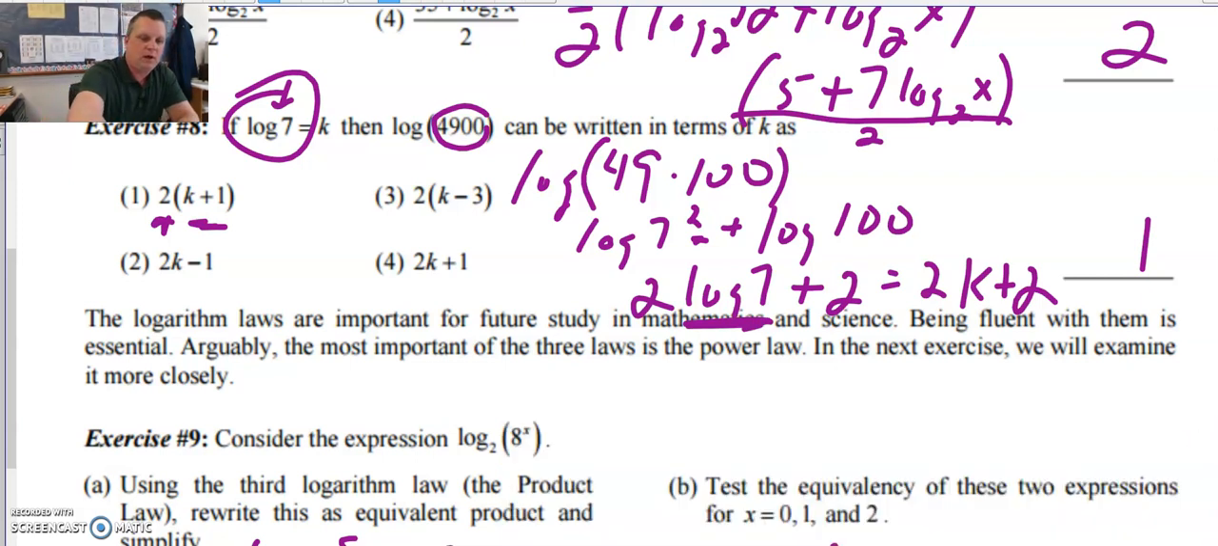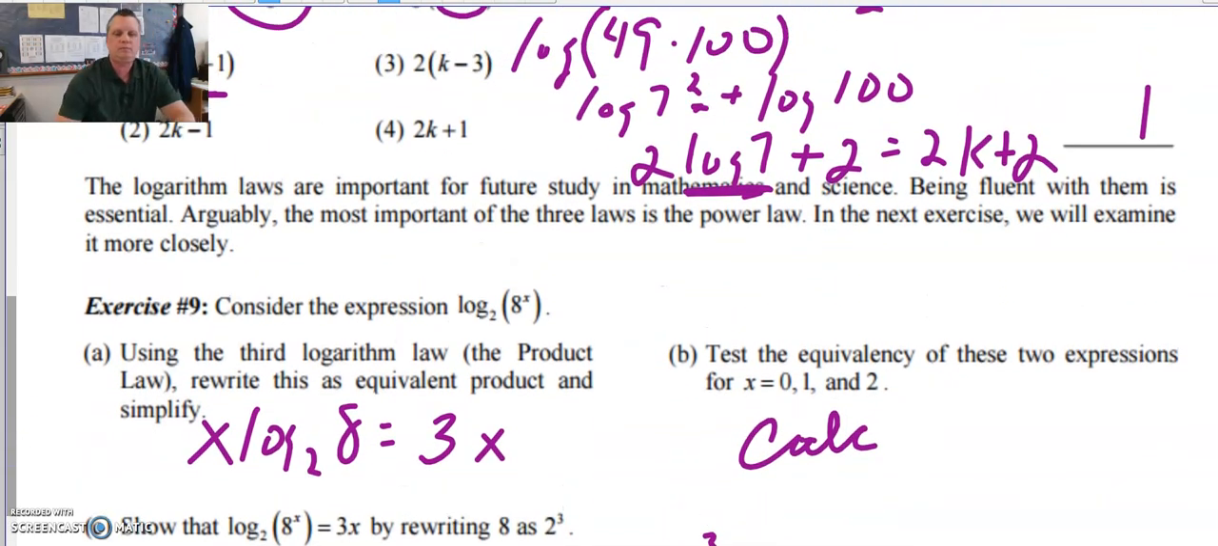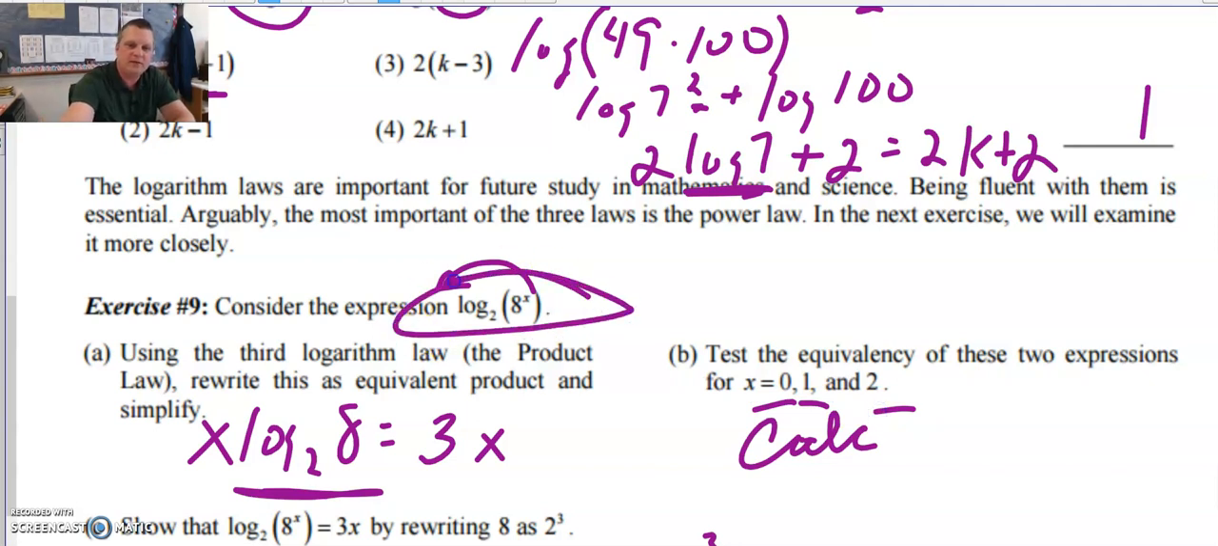Okay, the last one, here it is. The last one, exercise 9. There's the expression using the third logarithm, the product law. So what happens? We bring the x down in front. There's your power. And then the product, log base 2 of 8, just put in your calculator, and you have 3 times x, which is 3x. Part B says test the equivalency. So what you would do is put 0 in, 1 in, and 2 in, put it into this and to this, and it gives you the same answer. It's just a way to check it.